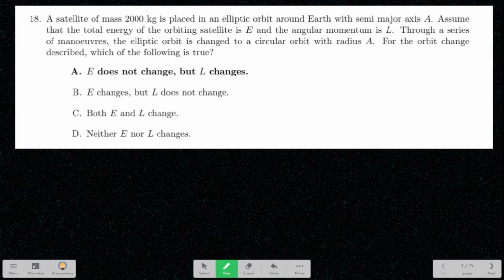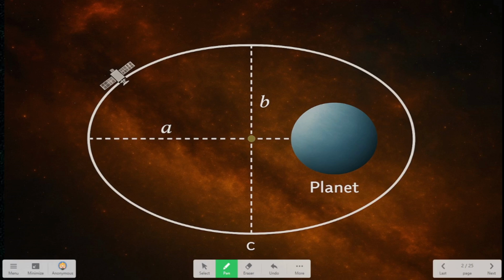Before solving this question, let's build up some concepts. So here we have a satellite and this is our planet. The satellite is revolving around the planet in an elliptical orbit. For any central force motion, we have L, angular momentum about the center of force, is conserved.